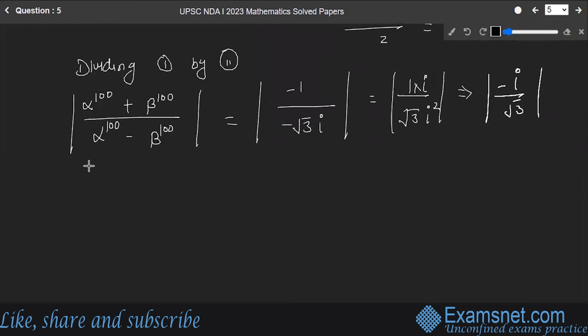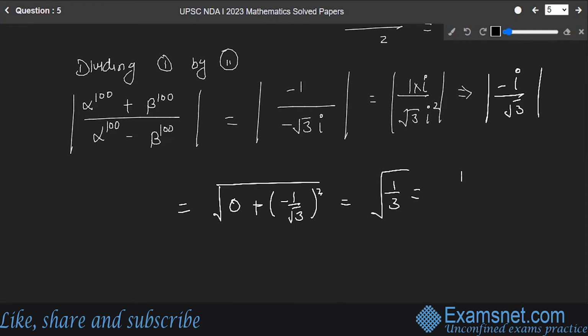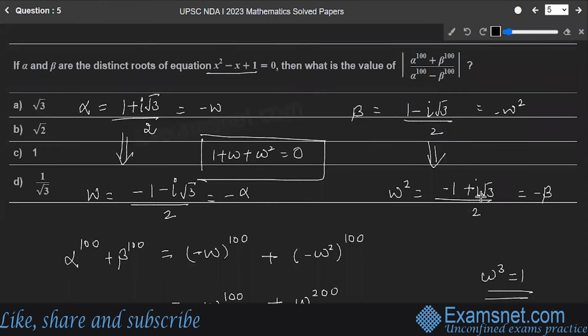You had to find out the modulus of it. So modulus will be given by root of 0 plus minus 1 by root 3 whole square, which will be equal to root of 1 by 3, or this thing. So I think we got our answer, 1 by root 3. This is option D as the correct answer.